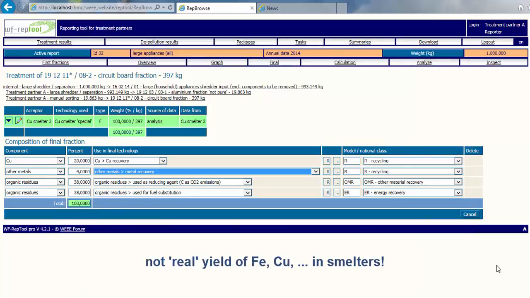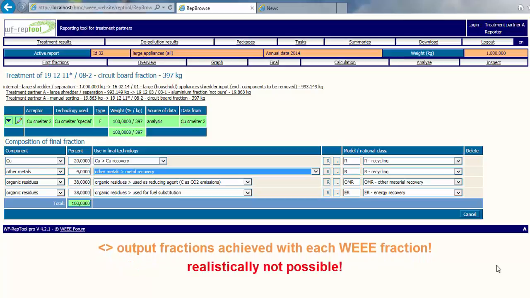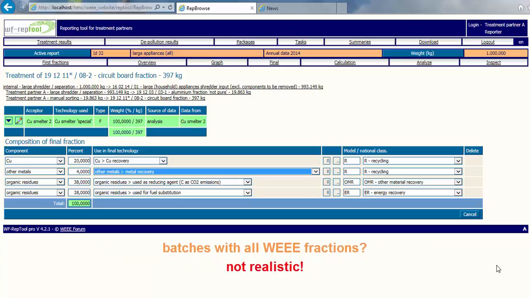We do not ask for the yield of iron in the steel mill or the copper in the copper smelter. There will be all the time a few % of losses of metals to the slag, and we do not ask for the real yield of slag in the steel mill or the smelter. Otherwise, we would have to determine the output fractions achieved from each WEEE fraction in each of the final technology plants. This is realistically not possible, especially as WEEE fractions will all the time be only a small share of the input to these plants. And doing batches, it's not realistic.